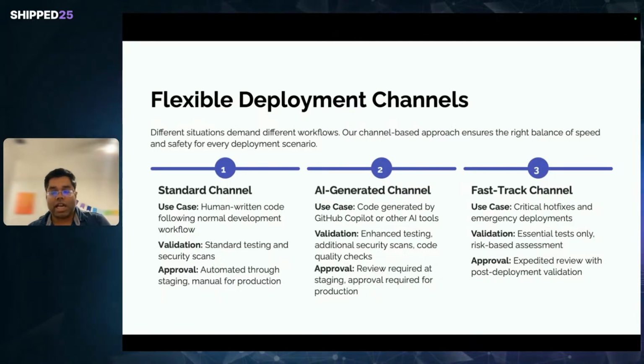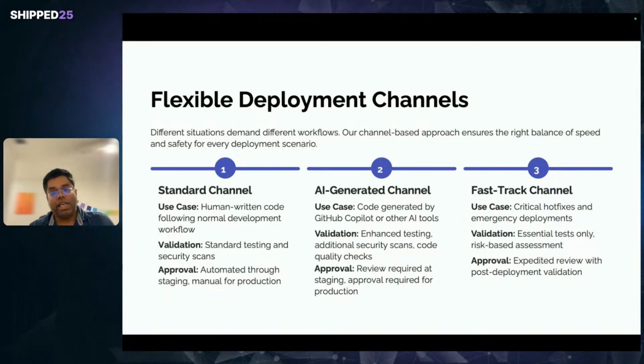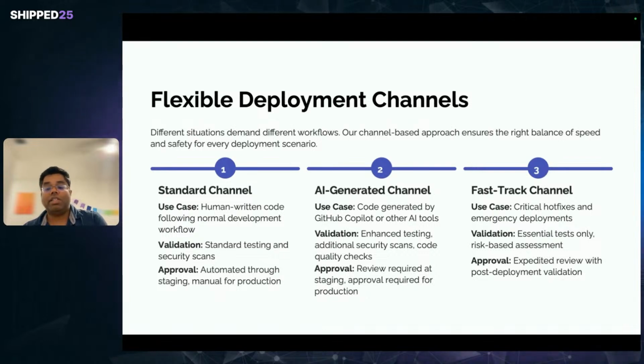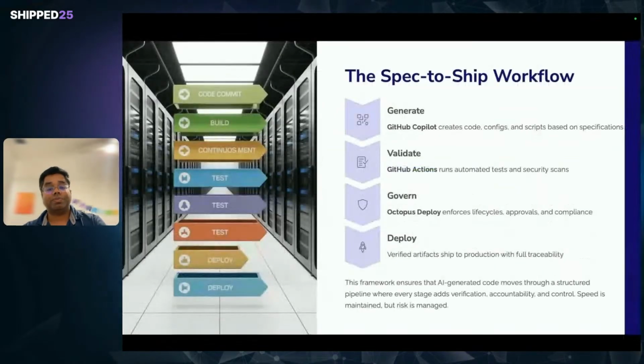You cannot have more approval gates in there, right? So for the fast track channel, even though it is AI generated, you can take some risk-based assessment to make sure you can expedite the review process for the post deployment. So these are the three different deployment channels you can create to have the normal development workflow, the AI-generated workflow, and then the fast track workflow.